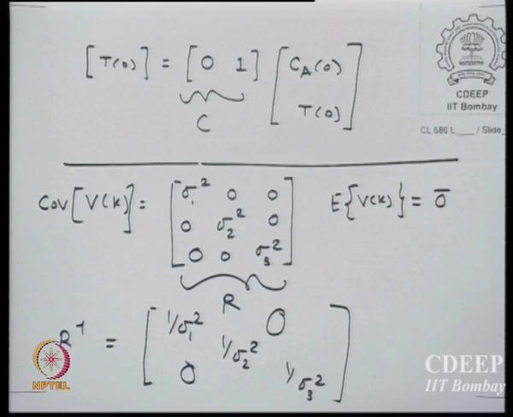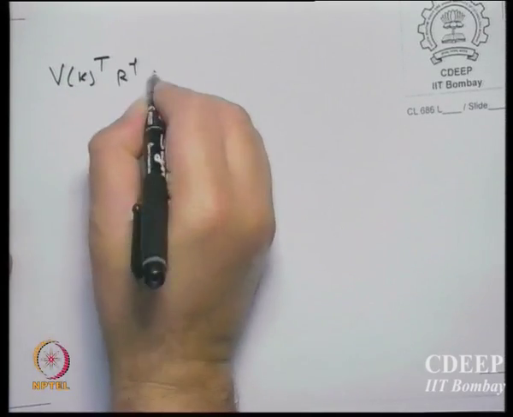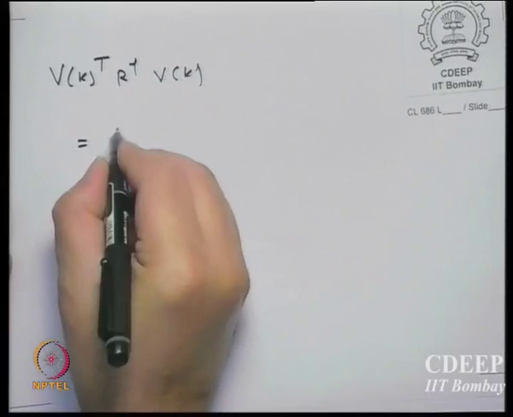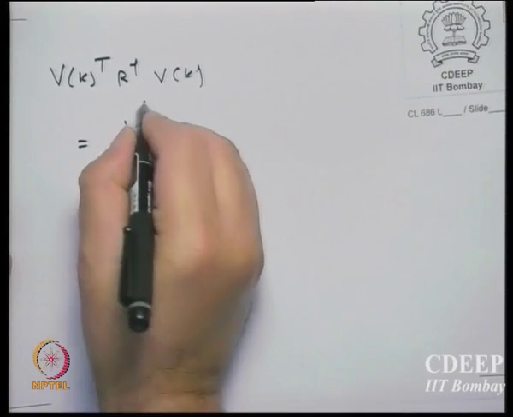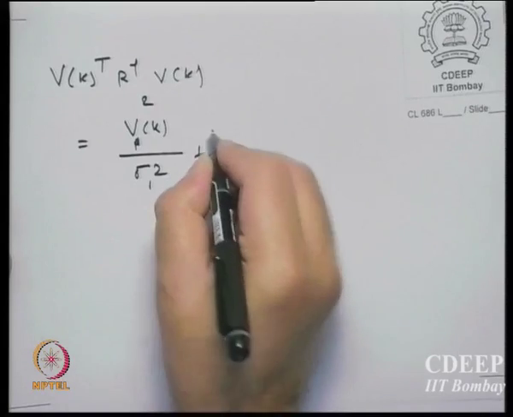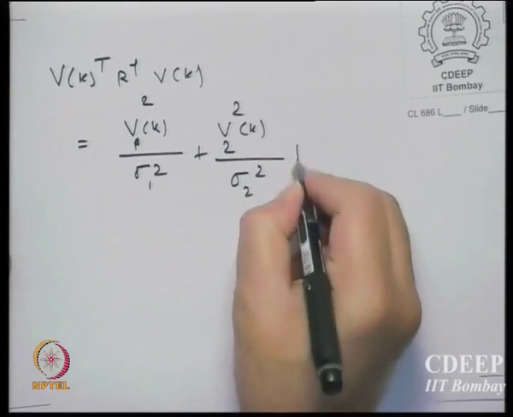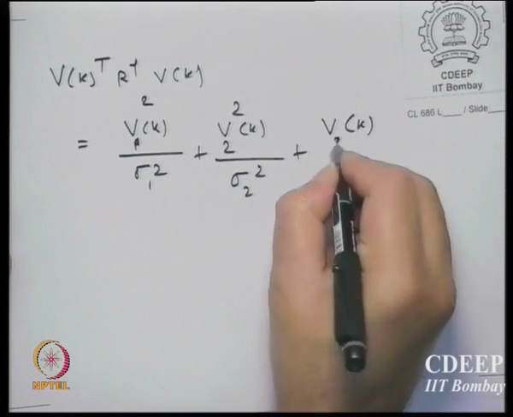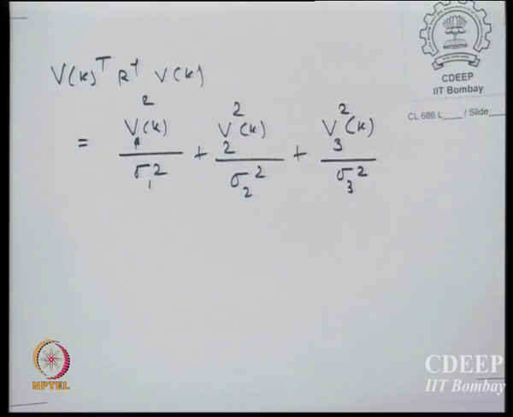Okay. And what will be VK transpose R inverse VK? This will be, just check this, VK1 (first component) square by sigma 1 square plus VK2 square by sigma 2 square plus VK3 square by sigma 3 square. So what am I doing here? I am normalizing each one of the errors using its own standard deviation or variance.